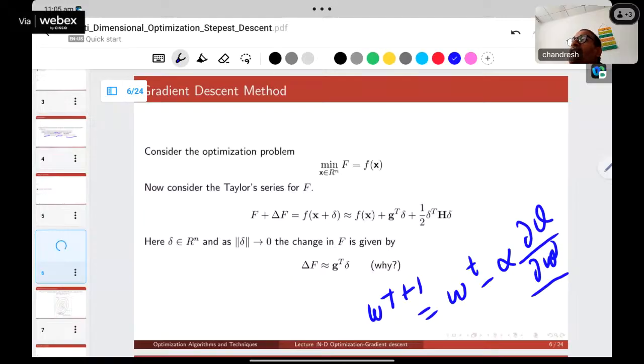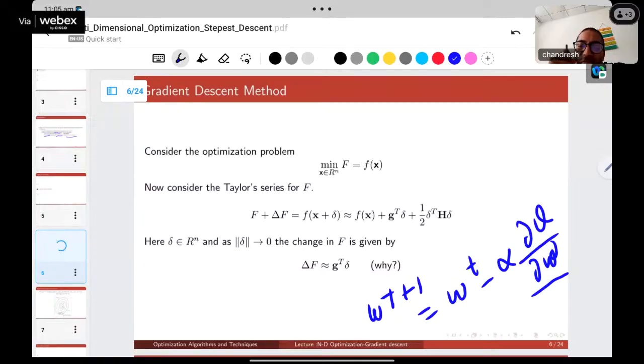All of you are saying the gradient gives the direction of maximum change. Very good. Remember that the gradient at a point gives you the direction of the fastest or maximum increase in the function value. Gradient gives you the direction of maximum increase of the function value. And why is it so?